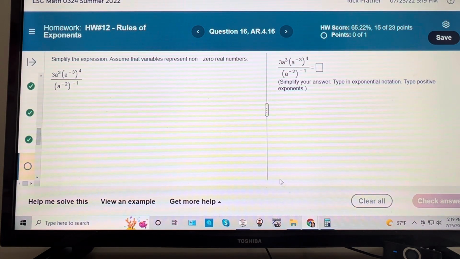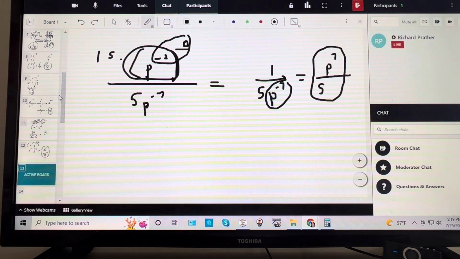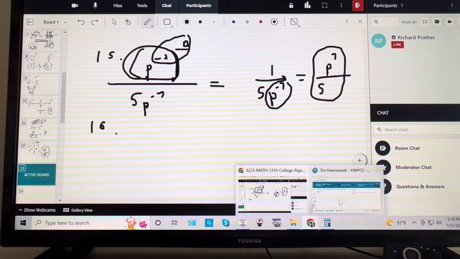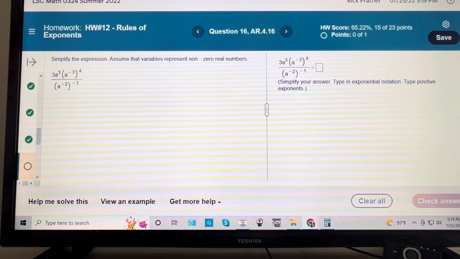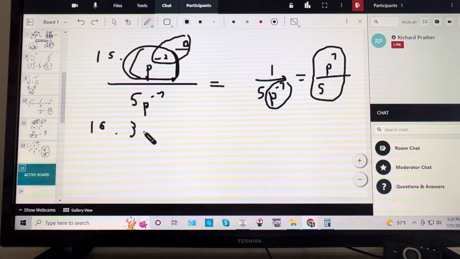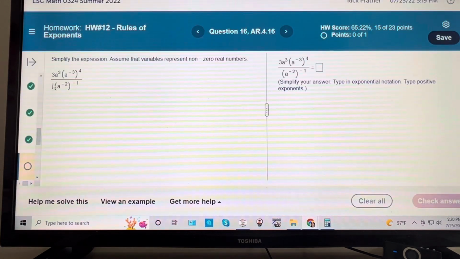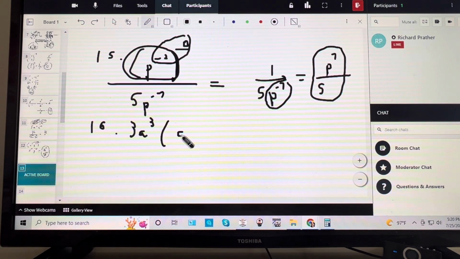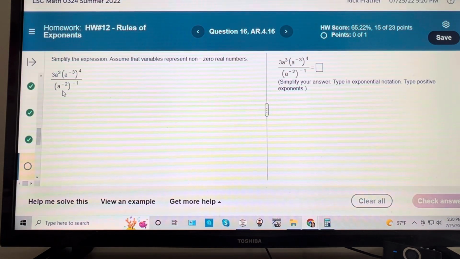Okay, now we're getting a little more complicated. Number 16. 3a to the 3rd times a to the negative 3 to the 4th over a to the negative 2 to the negative 1.